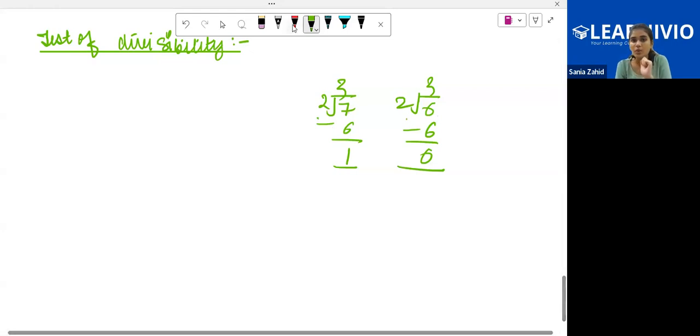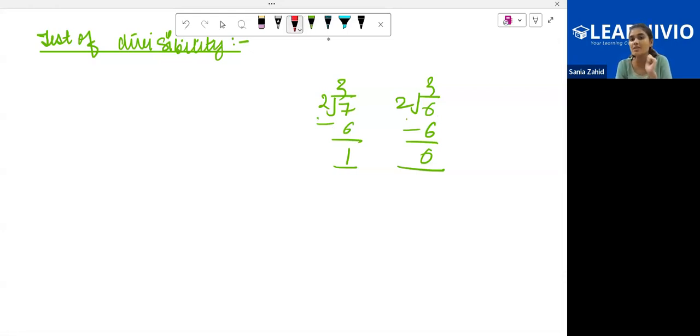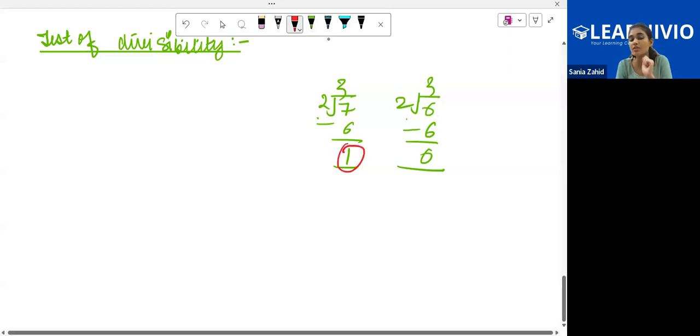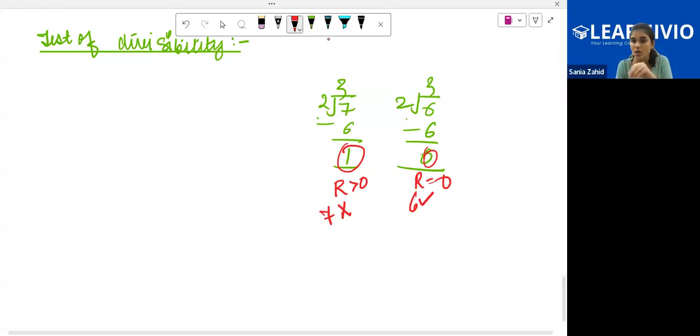But see, over here, I cannot say that 7 is divisible by 2. Why? Because it is leaving a remainder. But when I divided 6 by 2, I got the remainder as 0. My remainder here was 0, but my remainder here was something more than 0, right? So that means 7 is not divisible by 2, but 6 is divisible by 2. So whenever I'm dividing any two numbers and I get my remainder as 0, that means the greater number is divisible by the smaller number. Do you understand this thing?